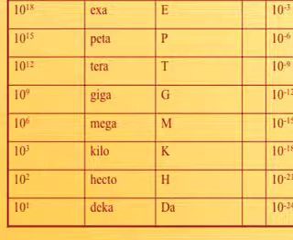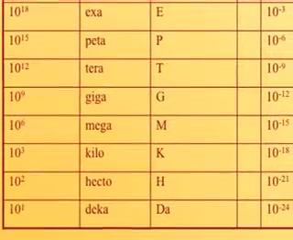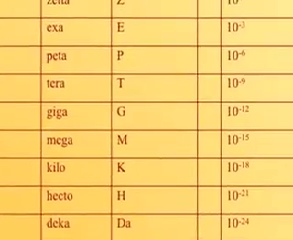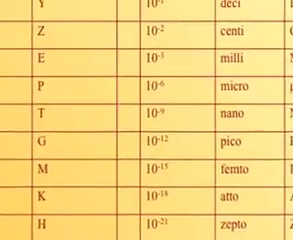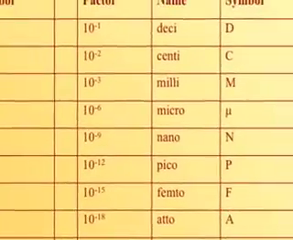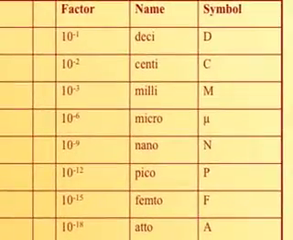But generally speaking, hecto and deca aren't used much. Deci is used a lot. A decimeter, that's a tenth of a meter. But centi is used even more. A centimeter is about a half an inch, a little less than half an inch.